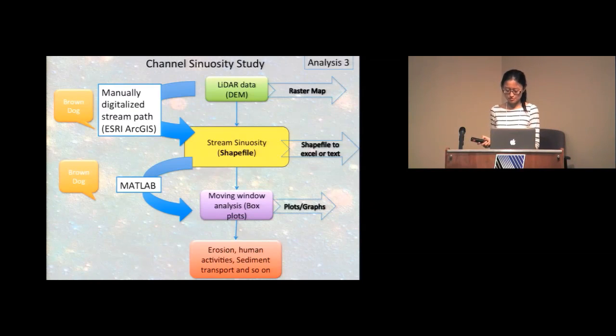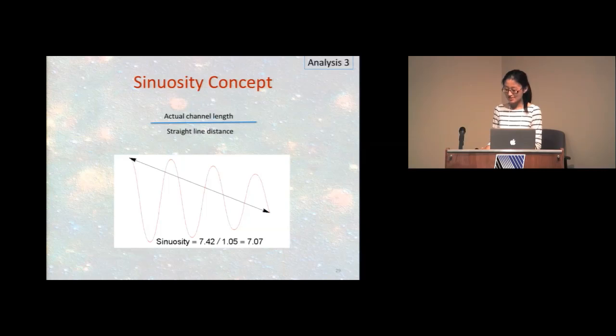and use MATLAB to process the data, following the same procedure as the previous two examples. And here, Brown Dog may help me create the stream channel automatically instead of me manually drawing the lines. And also, again, Brown Dog may process the data automatically for me in the future. The sinuosity concept means the actual channel length versus the straight line distance. So it can tell you how bendy, how meandering the river is.